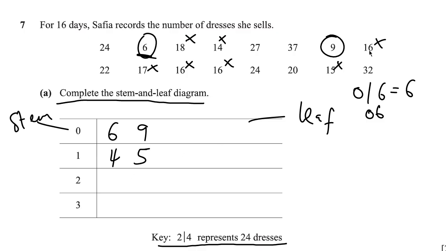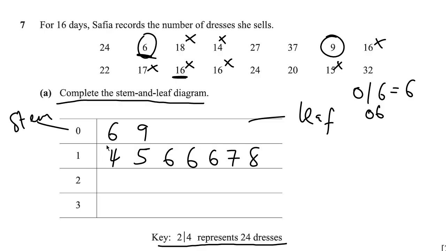We have 16. The stem is 1, the leaf is 6. We have another 16, and another, each with stem 1 and leaf 6. And then next is 17, so we have stem 1, leaf 7. We have 18, stem 1, leaf 8. And that's done. Then we move to stem 2.